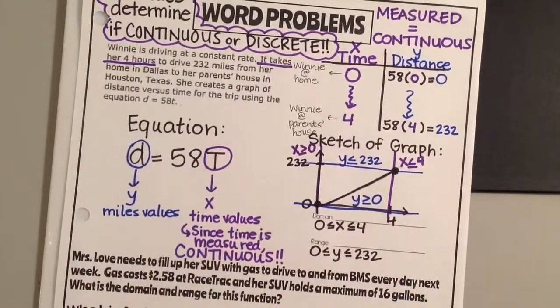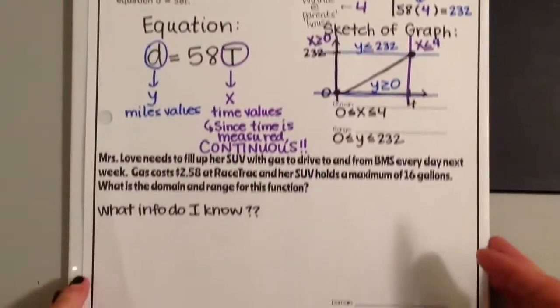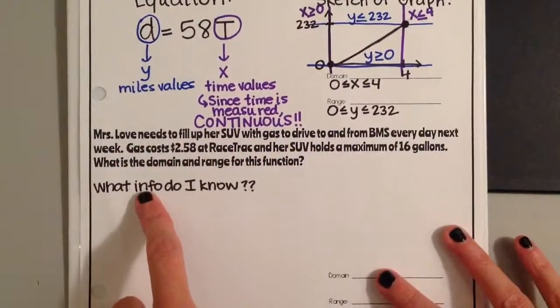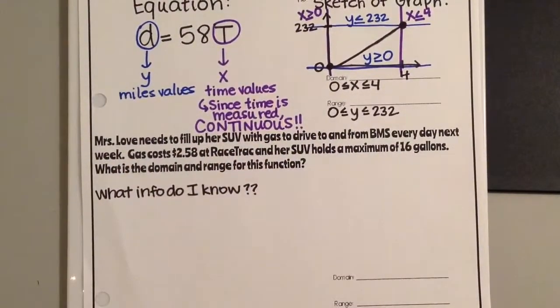All right, let's look at how I find my domain and range if I do not have an equation. Mrs. Love needs to fill up her SUV with gas to drive to and from BMS every day next week. Gas costs $2.58 at Racetrack, and her SUV holds a maximum of 16 gallons. What is the domain and range for this function? Okay, I did not see an equal sign, therefore I did not get an equation given to me, so now I need to figure out what info I know.